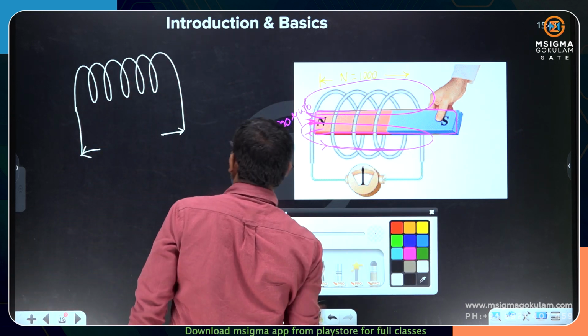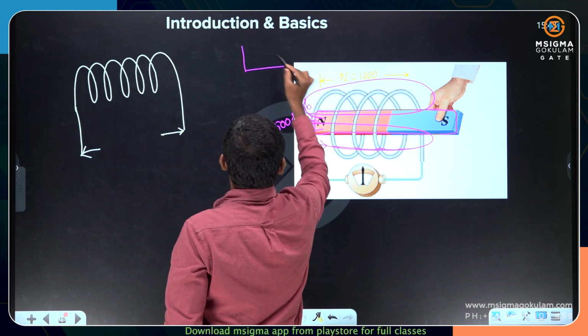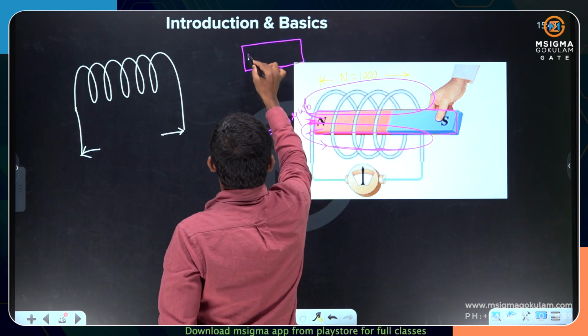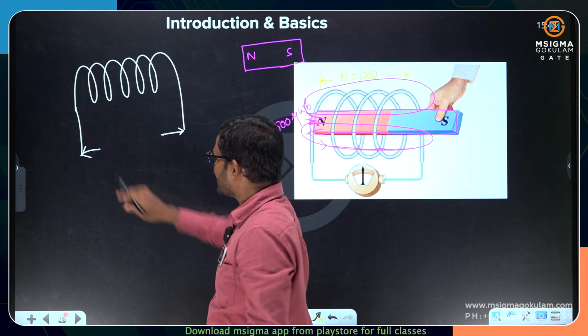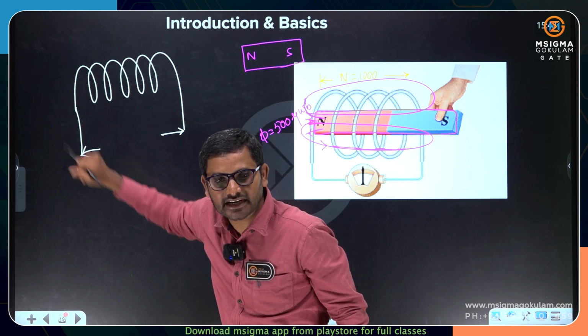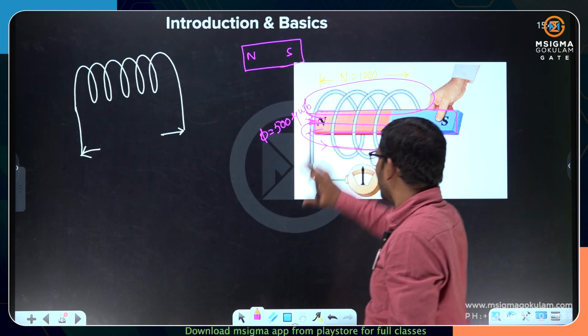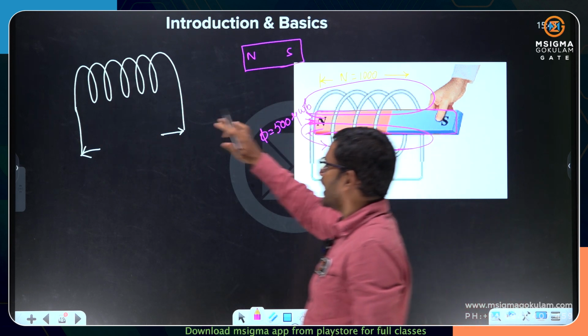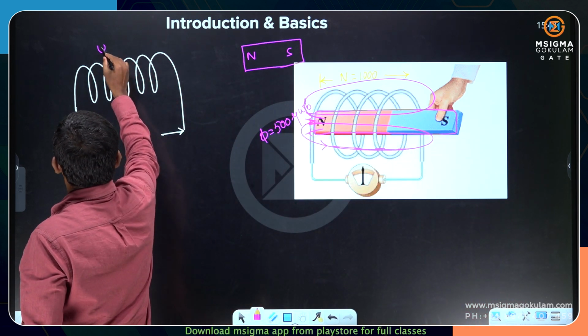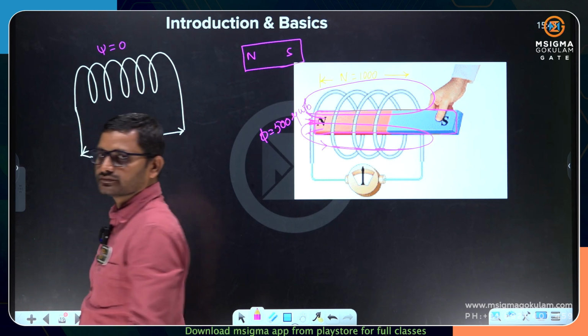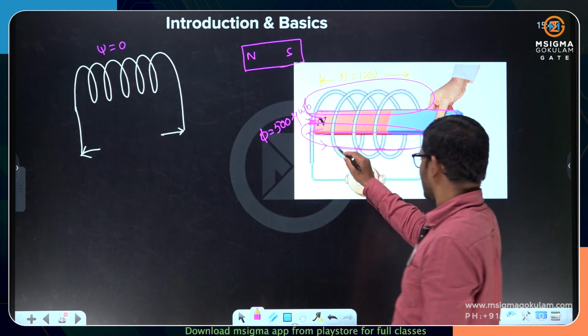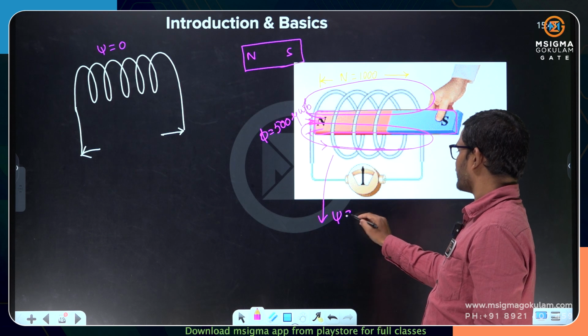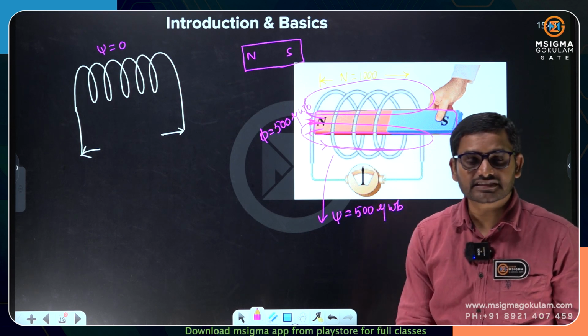Now if I remove the bar magnet outside, the bar magnet is here, north pole and south pole. Can you tell me what the flux linkages with respect to the conductor are now? Earlier 500 microwebers were linking, and now the flux linkages are 0. Earlier the flux linkages were 500 microwebers. Now the flux linkages are 0.